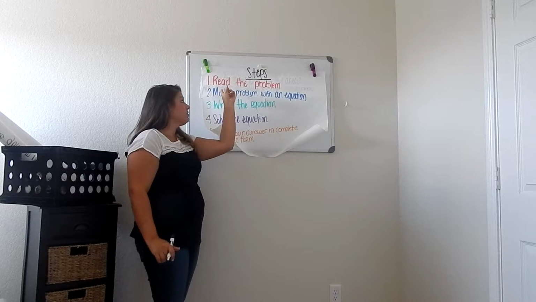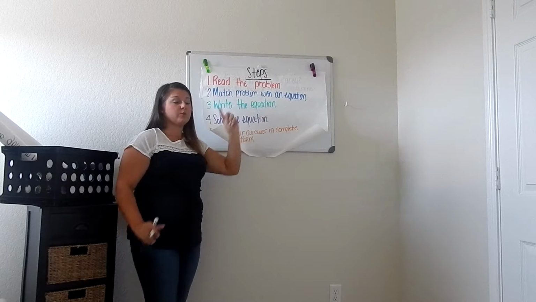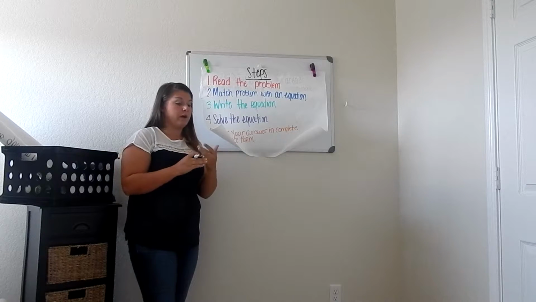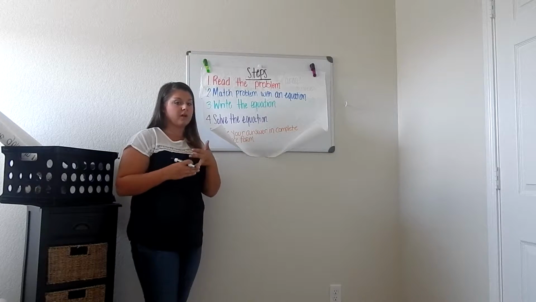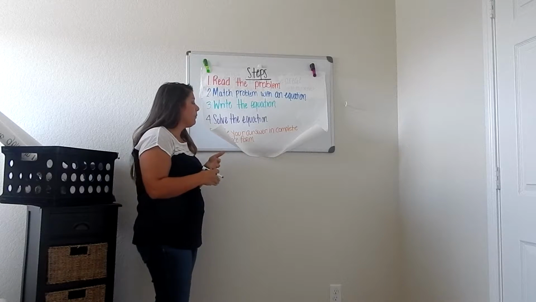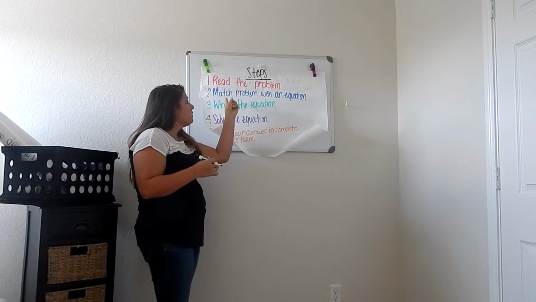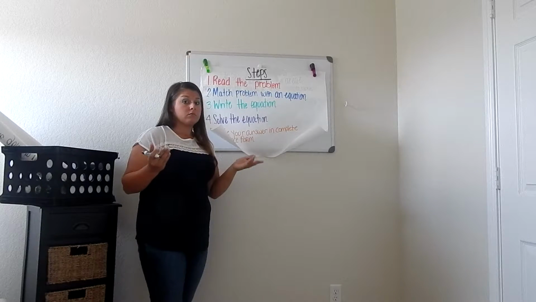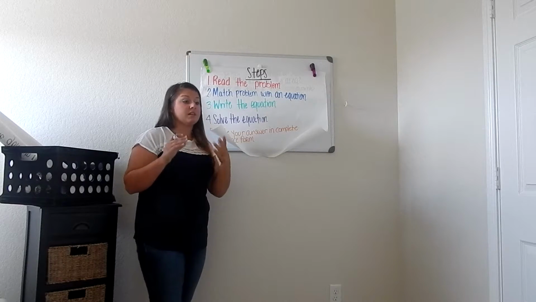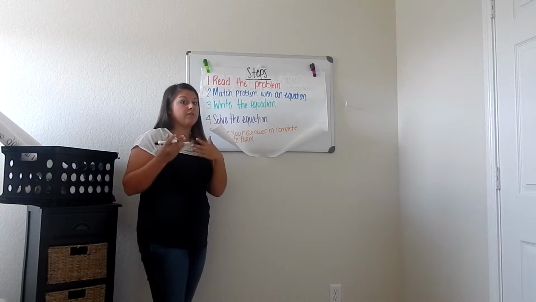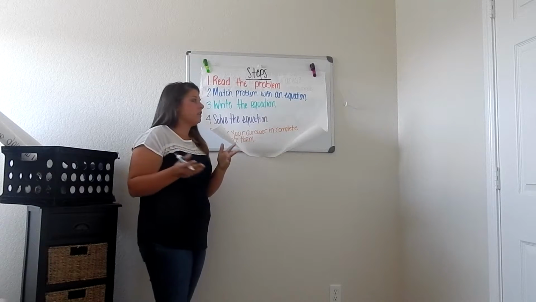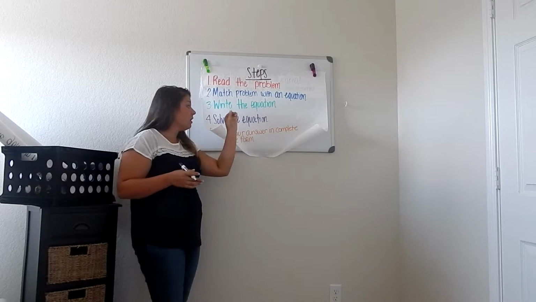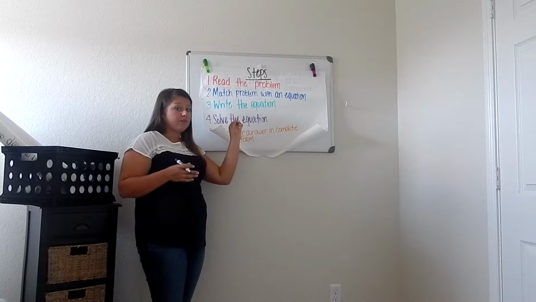First step that we're going to do is read the problem. You want to read the problem very carefully because it's going to tell you what operation you're going to want to use, what kind of function you're going to come up with, okay? Second, we're going to match the problem with an equation. That's just trying to figure out what the equation is going to be so that you can solve the question that they're asking you, okay? Step 3, you're going to write the equation. Step 4, you're going to solve the equation.